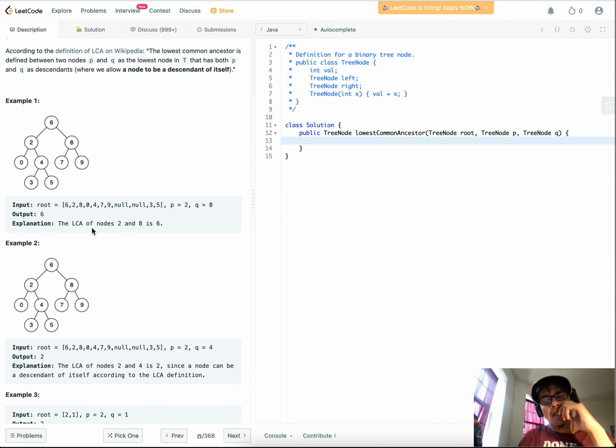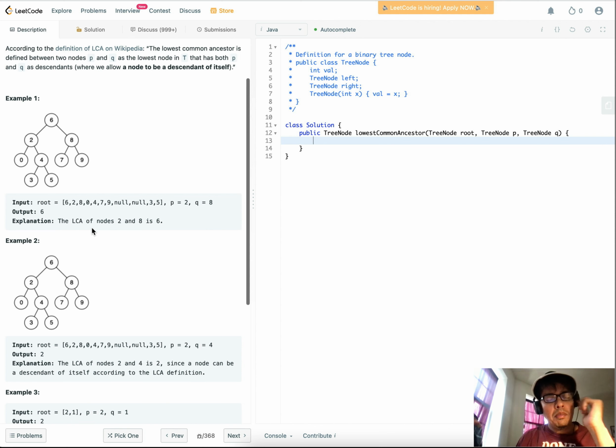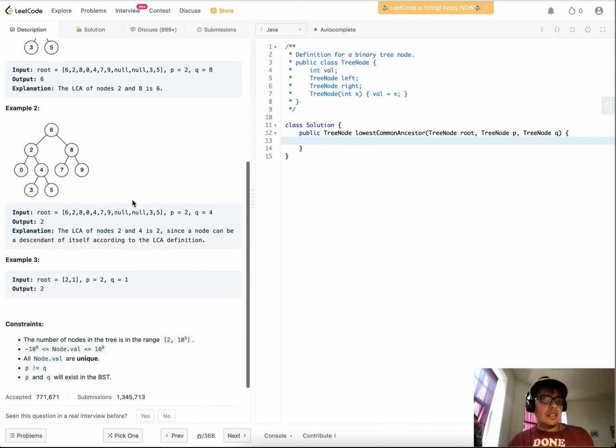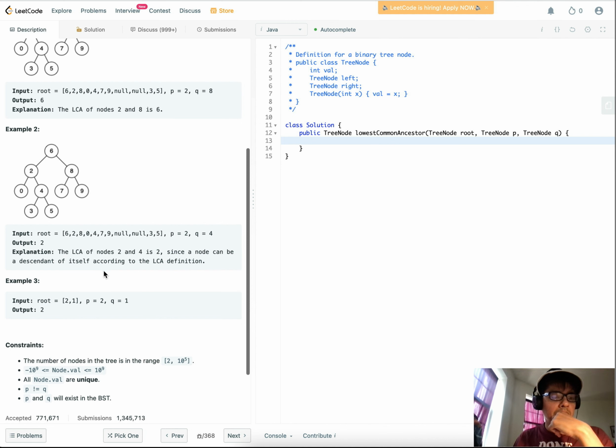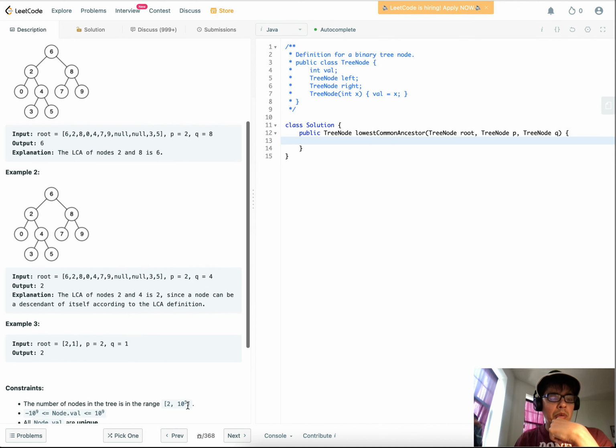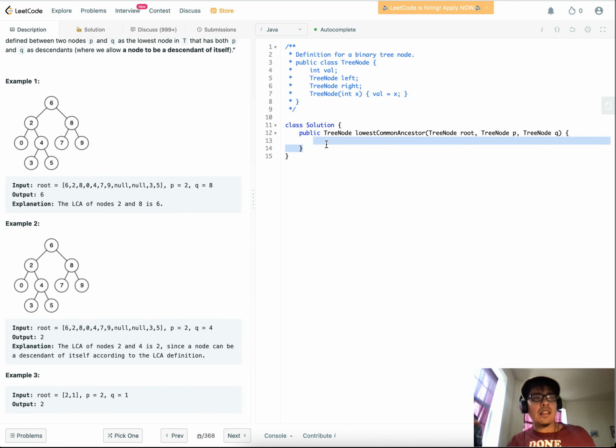Okay, so again, this is the simplest case, and remember to always check your assumptions when you're starting the problem. P and Q will exist in the tree. It's guaranteed that P and Q will exist in the tree, so you should ask this question before starting. And the node's value is also useful, but not super important in this case. But the size is important because that will constrain how we solve this problem.